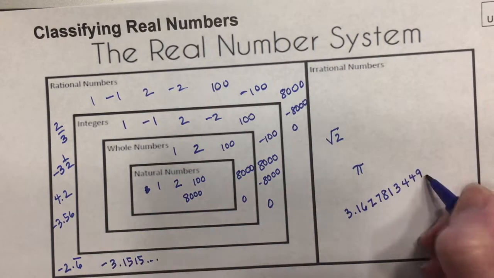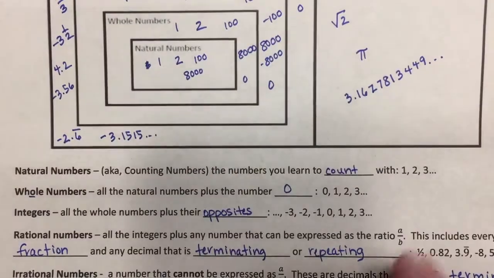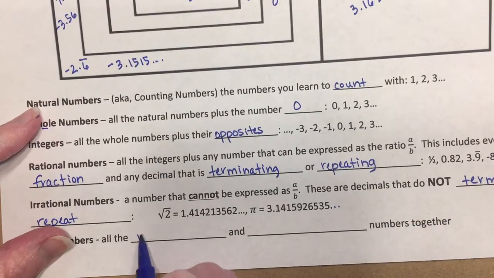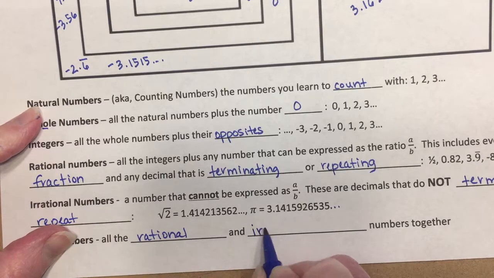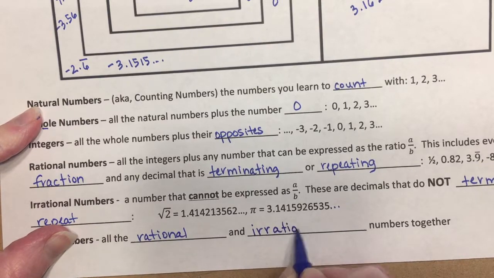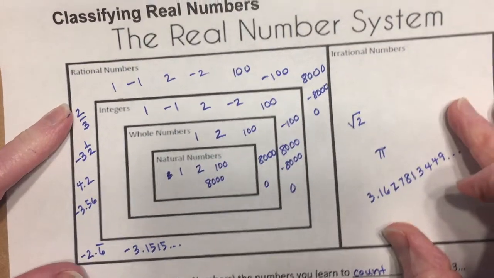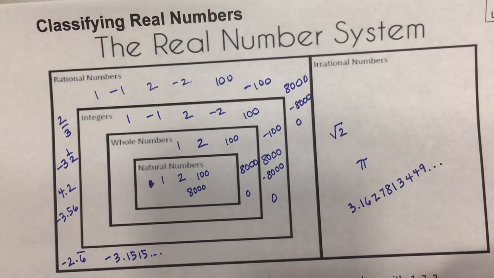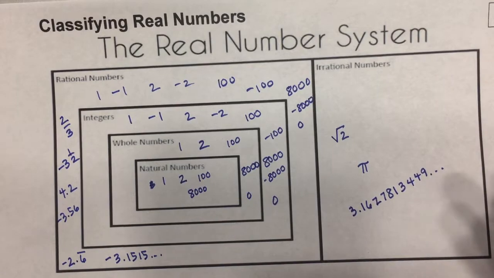3.16278134449, dot, dot, dot. It just keeps on going, right? Those are irrational numbers. And then your real numbers are all the rational numbers plus all the irrational numbers. Okay, so if you put all the rational and all the irrational numbers together, you have this system called the real number system. And these are the types of numbers we're going to be working with this year.